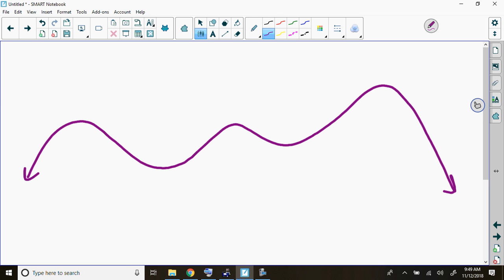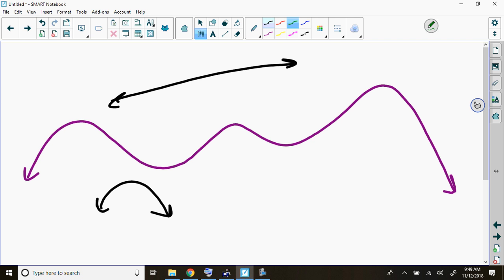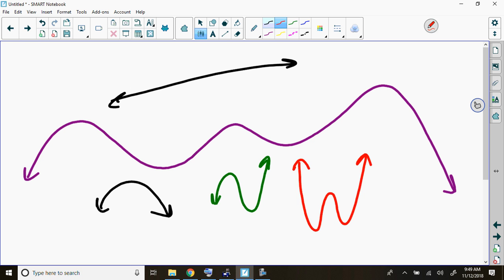Some polynomials go like that. Some polynomials turn around once. Some polynomials turn around a couple of times. Some polynomials turn around several times. Some of them look like W's. Some of them look like M's. But all they are is like a rope with no holes, no breaks, no jumps in it. How are we doing so far?